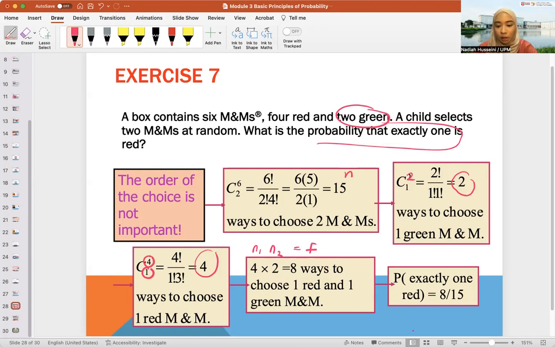Okay, so now our P, the probability of selecting exactly 1 red only, which means that the other one should be green, is frequency over N. Frequency is 8 over here, and our N is 15. Sorry, just now I said at least, it's exactly 1. So 1 red, 1 green. You can't have like 2 reds.